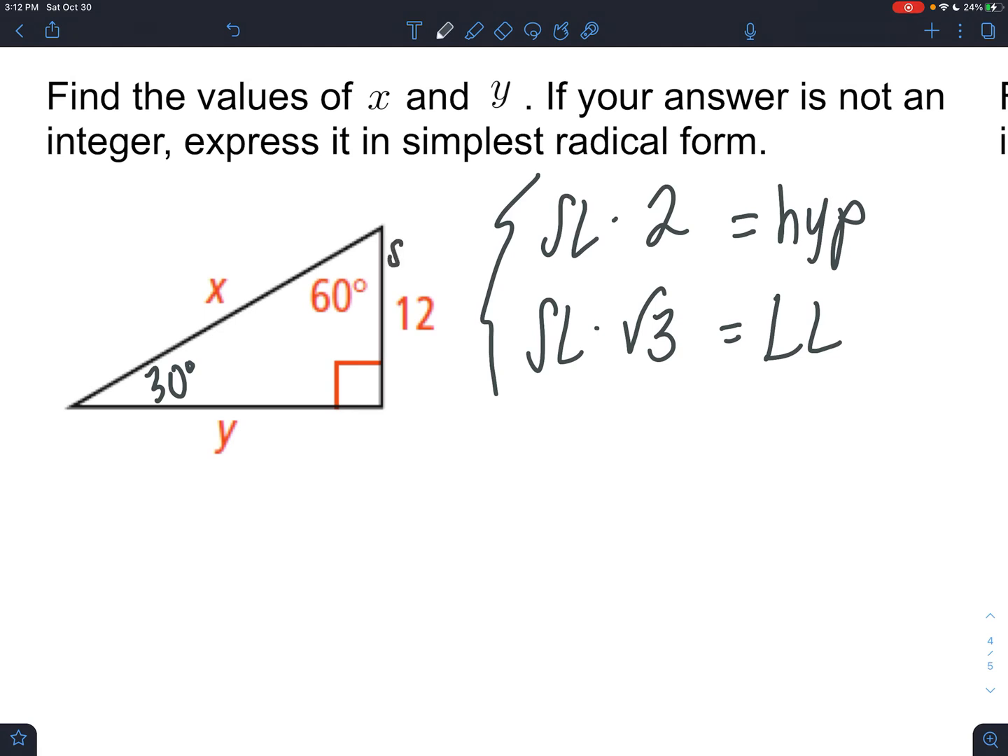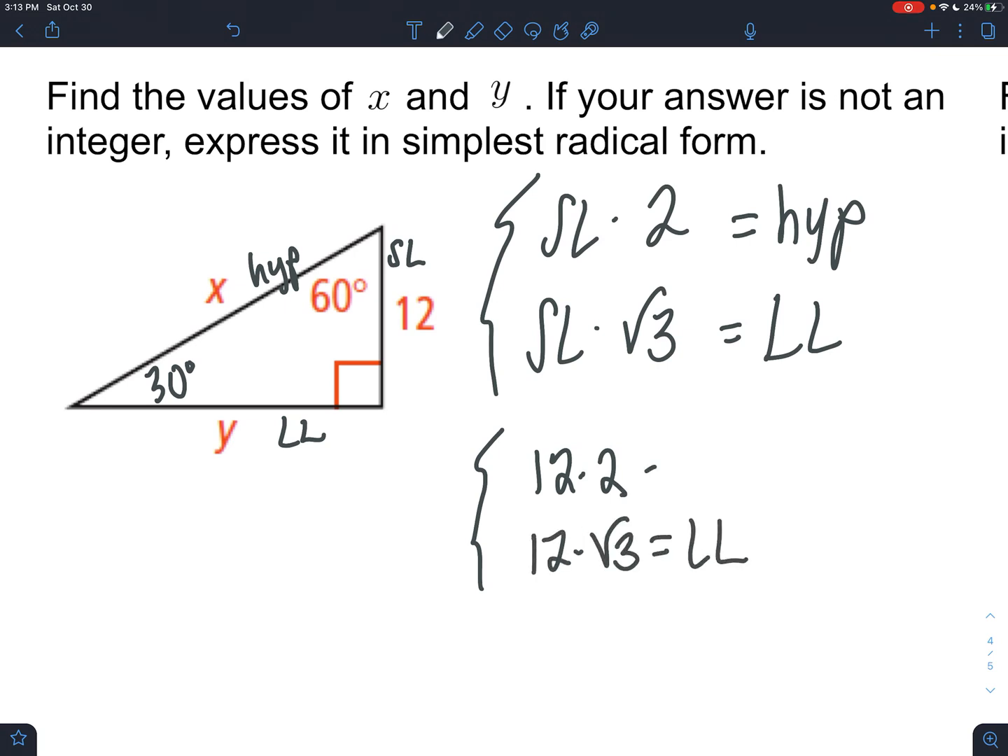So then maybe do some labeling. Labeling will really improve your chances of using these equations right. Because when I see the short leg next to the 12, I know what I have to do. I have to just copy down these equations, but plug in the short leg is 12. And this one's really 24. But that alone, it answers the question. I think we're done. It's 24, and this is 12 square root 3.